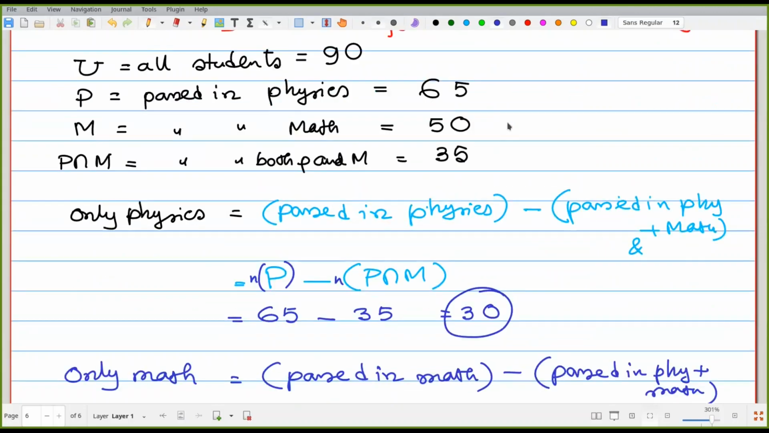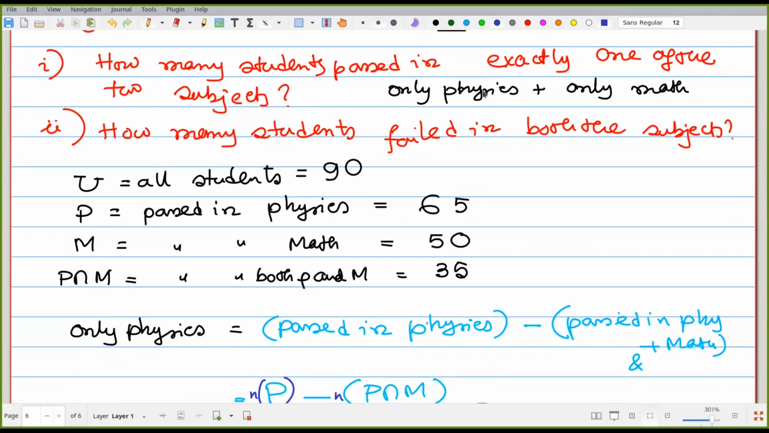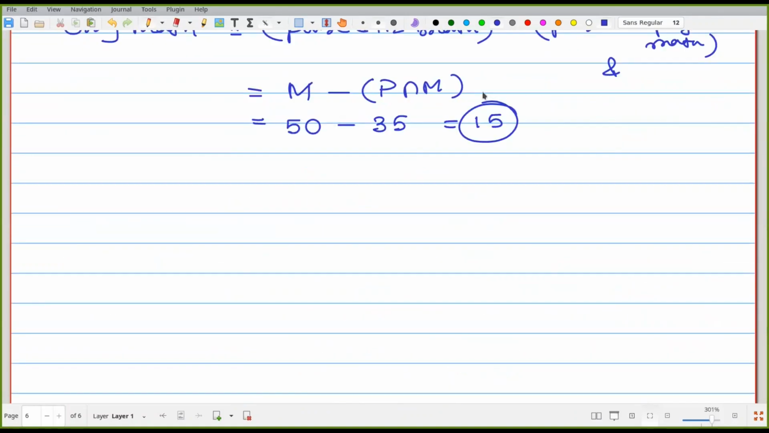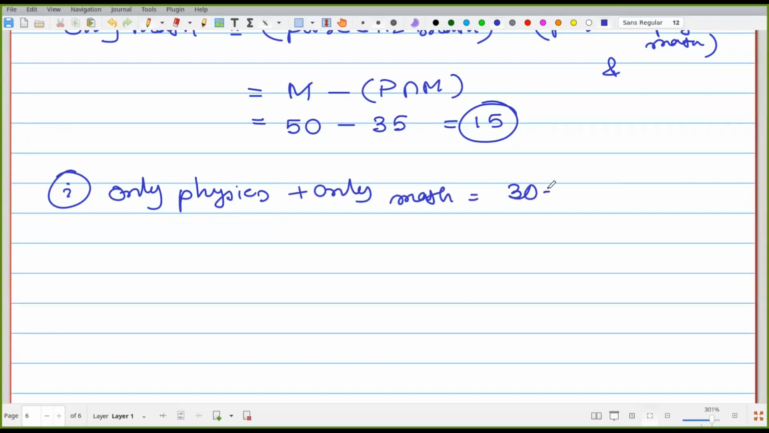So what is the first question? How many students passed in exactly one of the two subjects? So the first answer is only physics plus only math. That one is equal to 30 plus 15 is equal to 45. That is the first question's answer.